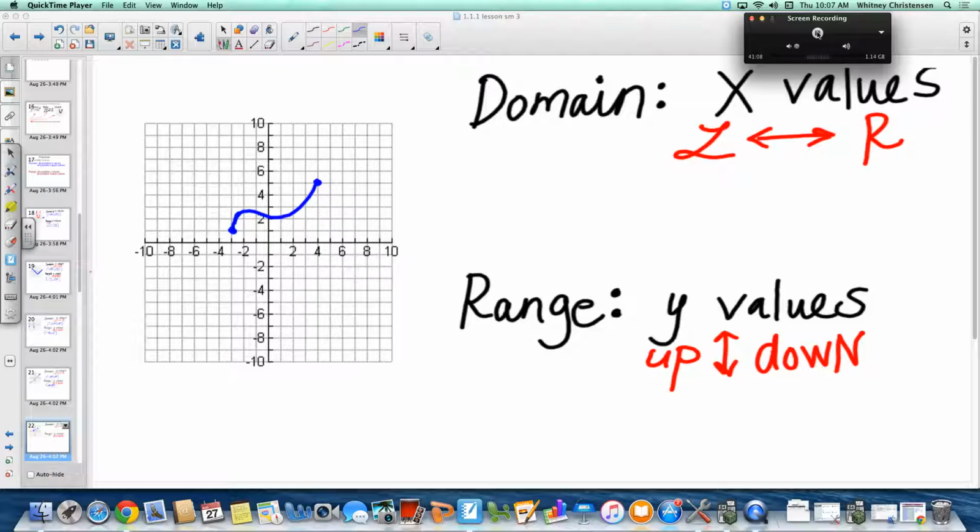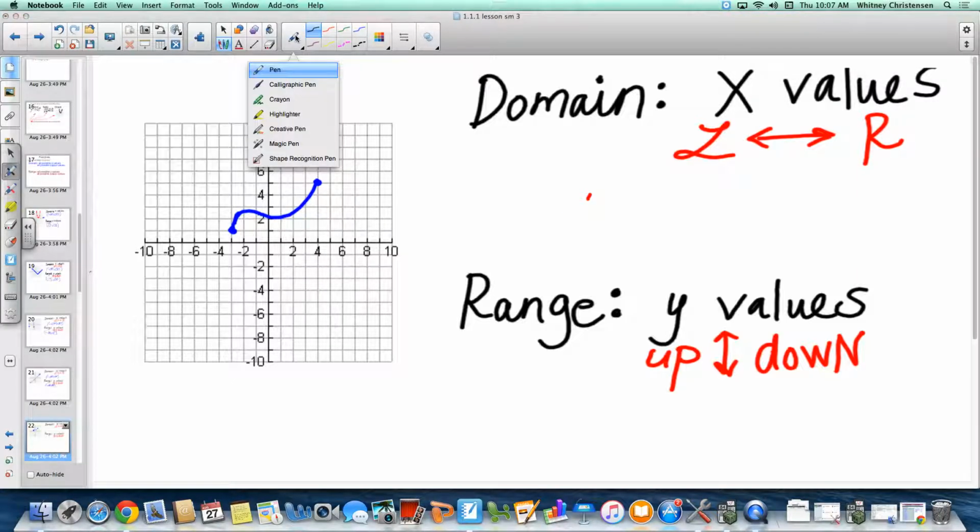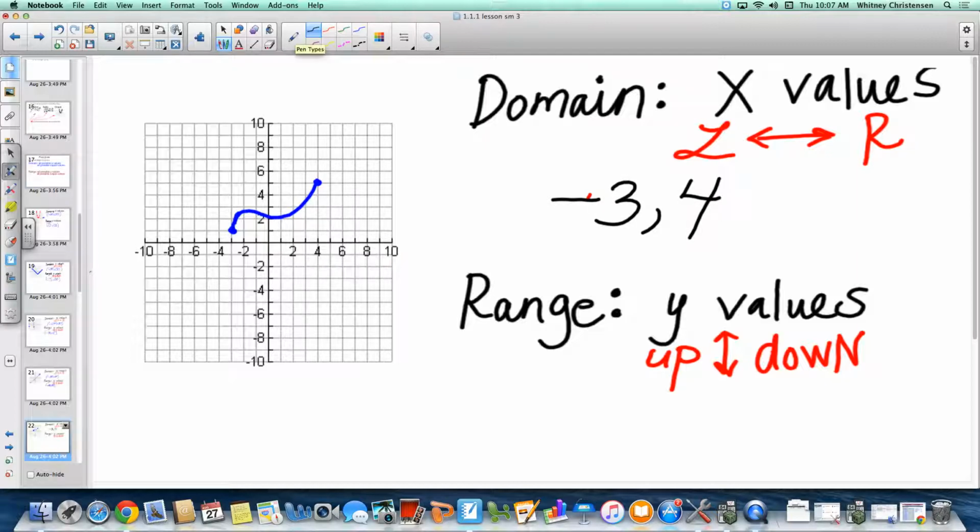Did it include negative 3 and 4? What if this would have been an open circle? It wouldn't, we would have just done a parenthesis, right? It'd still be that. Okay, so we have negative 3 to positive 4. Now it included negative 3, so I bracketed it. It included positive 4, so I bracketed it. Now if that would have been an open circle, it still would have been 4, but just a parenthesis. Does that make sense, everybody?